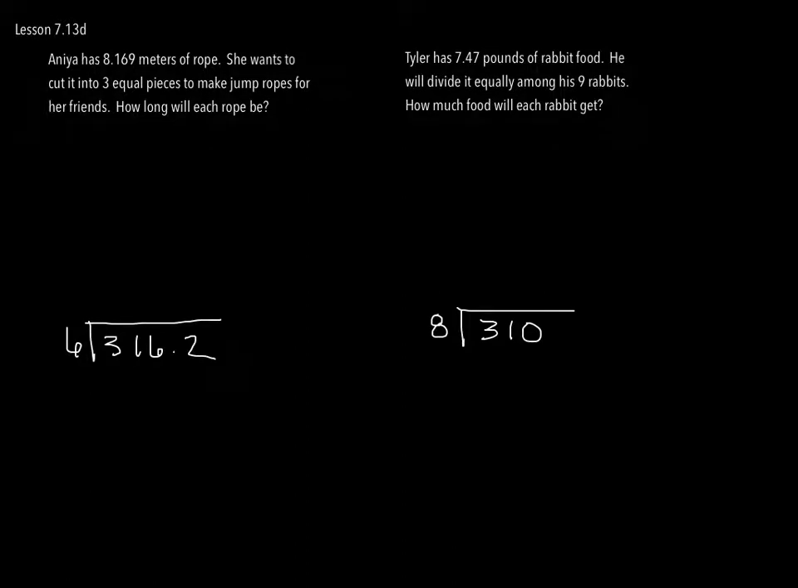All right, fifth graders, here we go. Anaya has 8.169 meters of rope. She wants to cut it into 3 equal pieces to make jump ropes for her friends. How long will each rope be? That's problem number 1. Problem number 2, Tyler has 7.47 pounds of rabbit food. He will divide it equally among his 9 rabbits. How much food will each rabbit get?